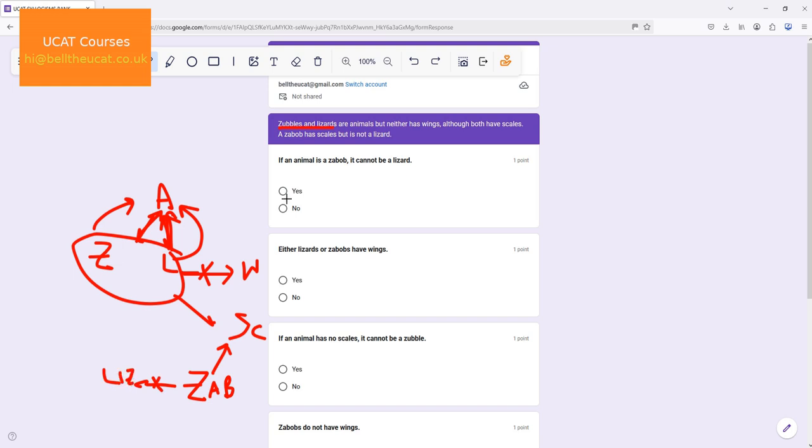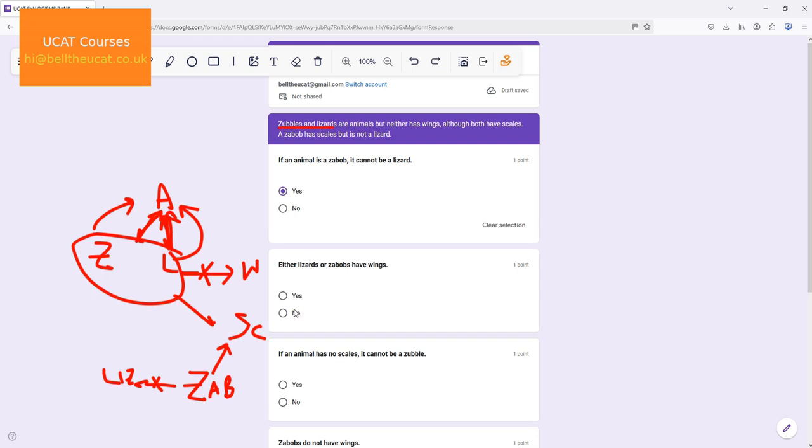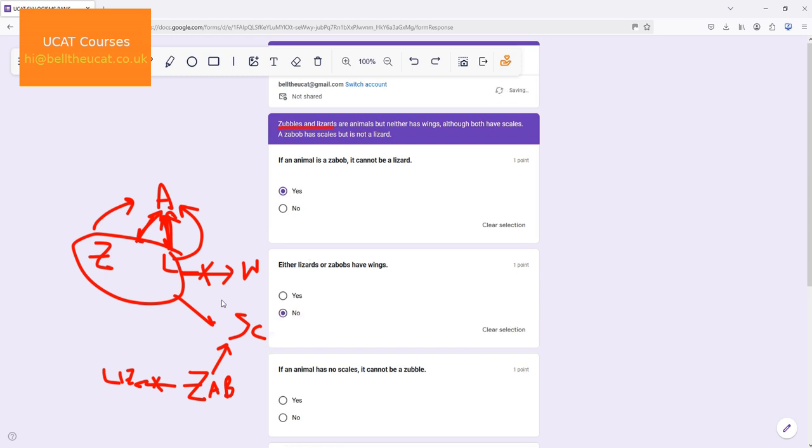All right. Moving on. If an animal is a zaboob, it cannot be a lizard. Of course, yes. Clearly, he said that right here. Either lizard or zaboob have wings. No. Now look how swiftly we're going through this. Either lizards or zaboobs have wings. Lizards don't have wings, and clearly he said that here. Zaboobs have wings: lack of information. On those grounds, answer is no.